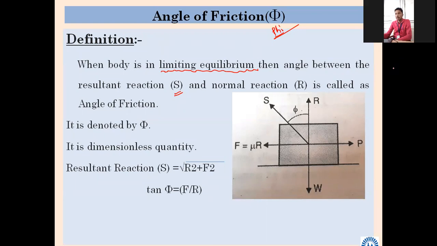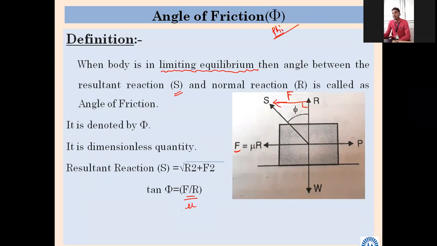Further, tan phi is equal to the front side F divided by R. What is this F divided by R? It is the coefficient of friction. So opposite side divided by adjacent side. Again it will be mu, but that we are going to see not now, but in the next slide.